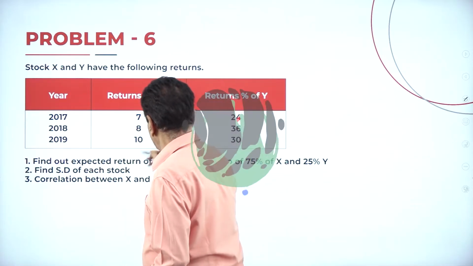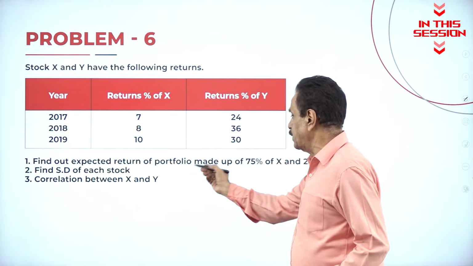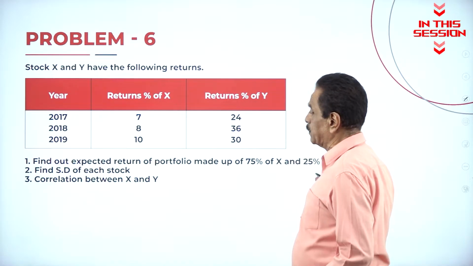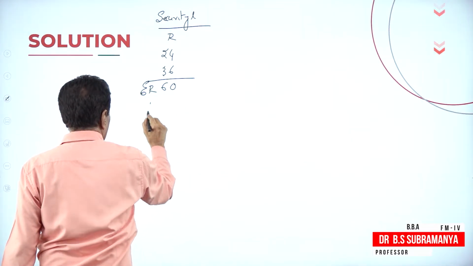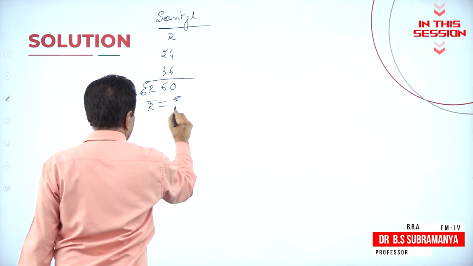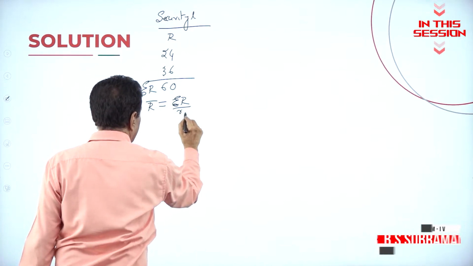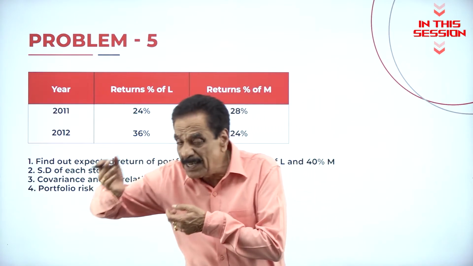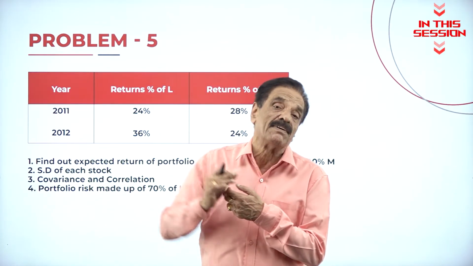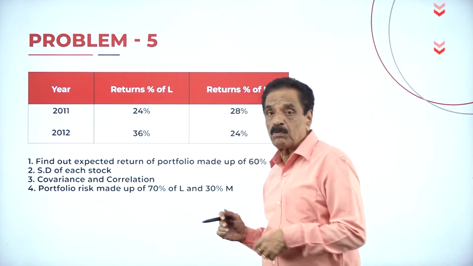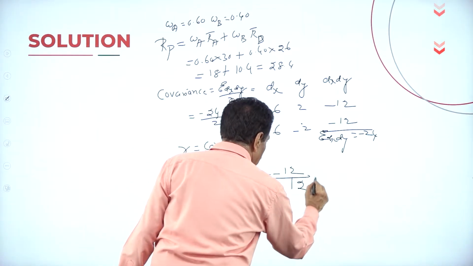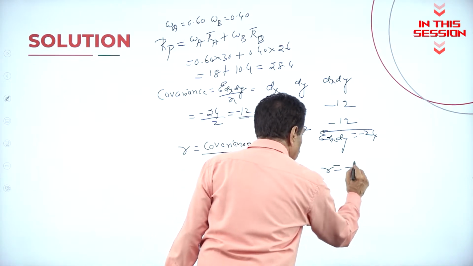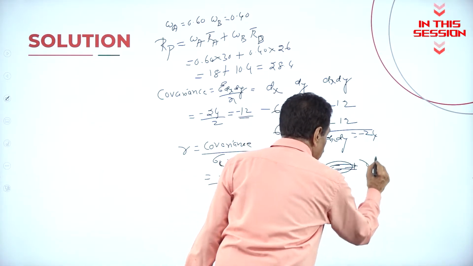Instead of 2, they have given 3, 7, 8, 9. Find out the return of a portfolio made up of 75% and 25%. It is 60 sigma R. R mean is equal to sigma R divided by N. So if the probability is given, it is called ex ante return. It's ex post way because no portfolio is given. This is minus 12 divided by 12. R is equal to minus 1.